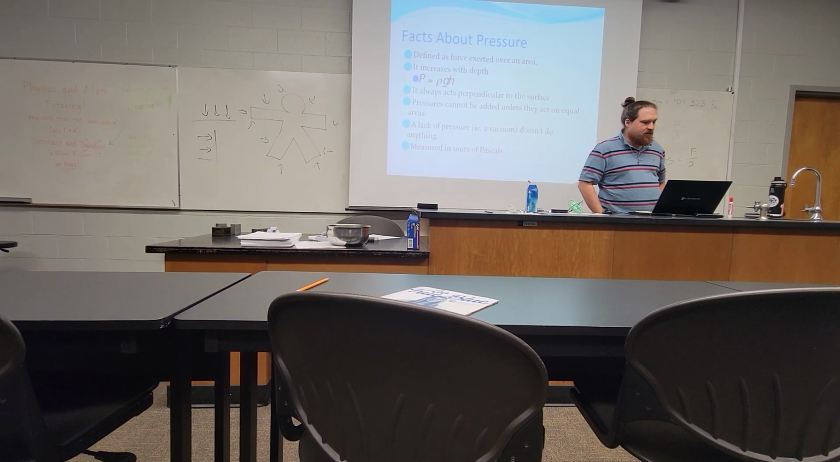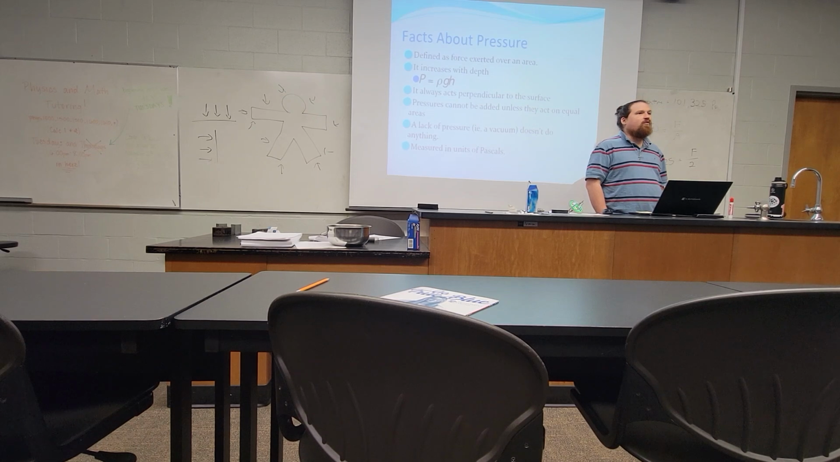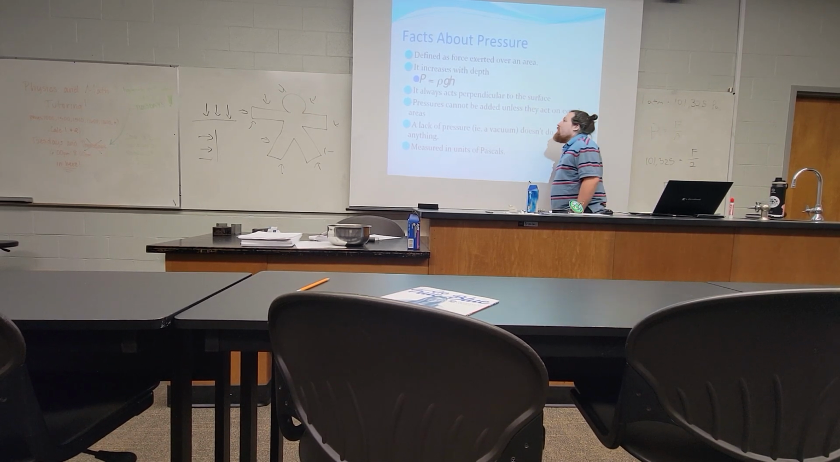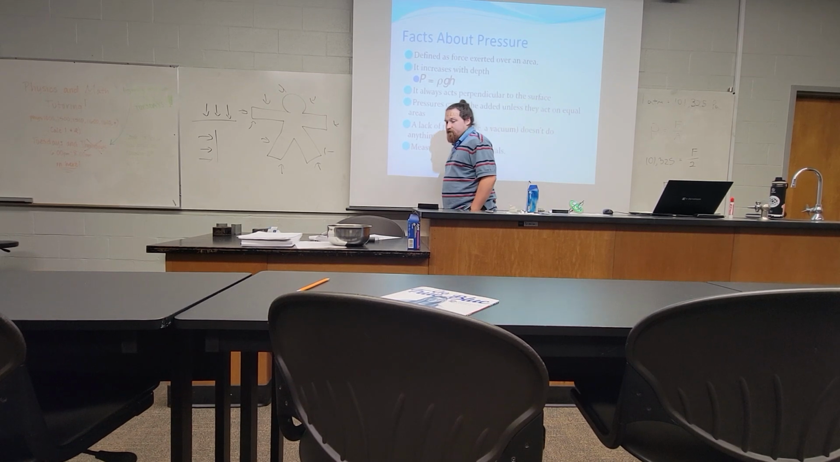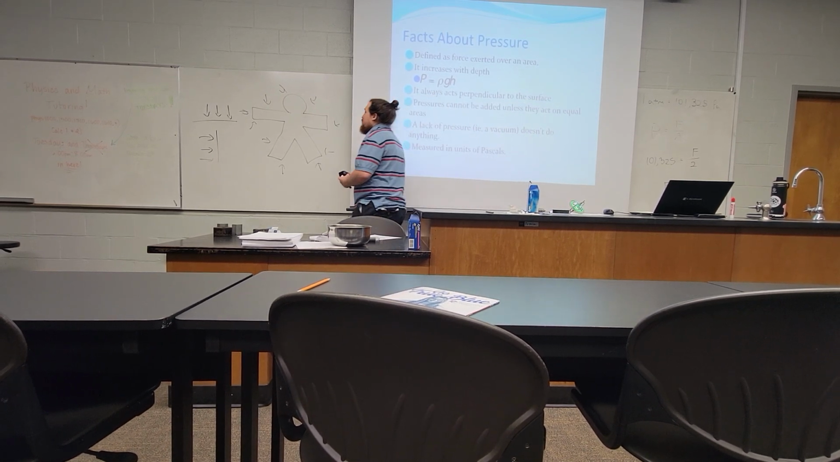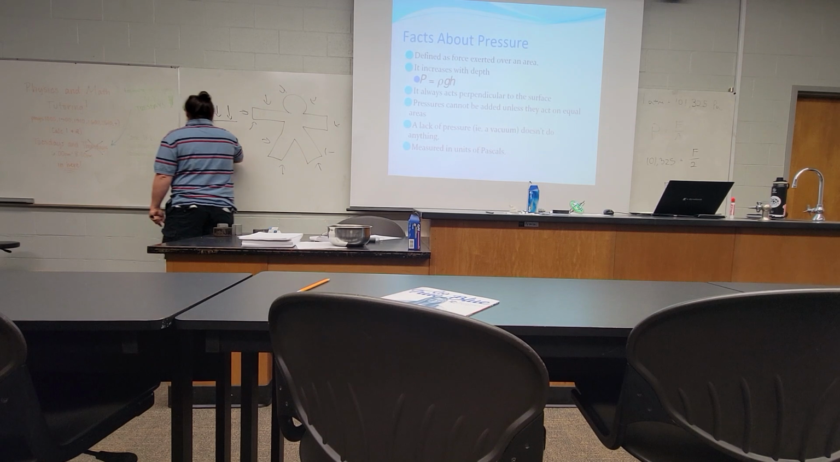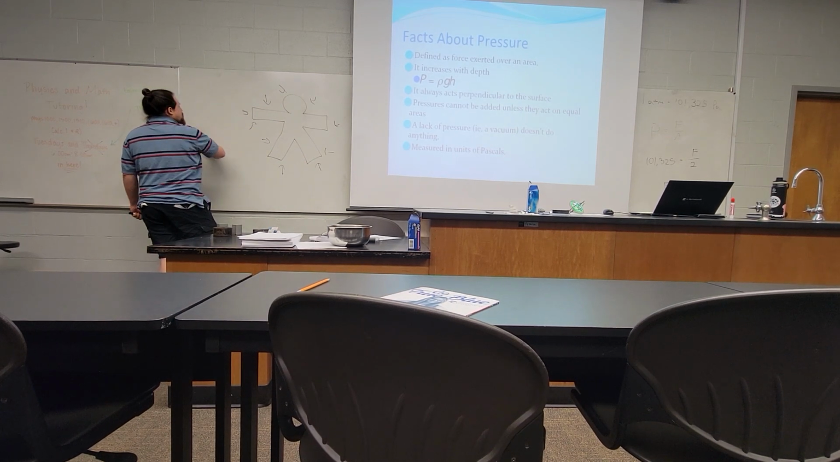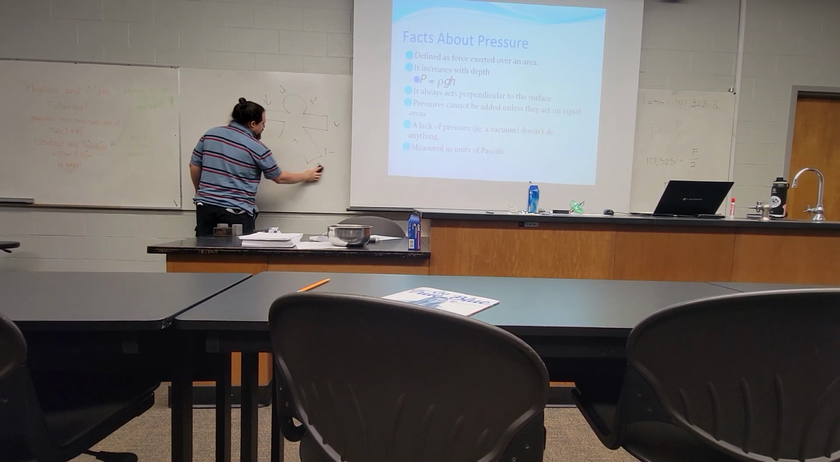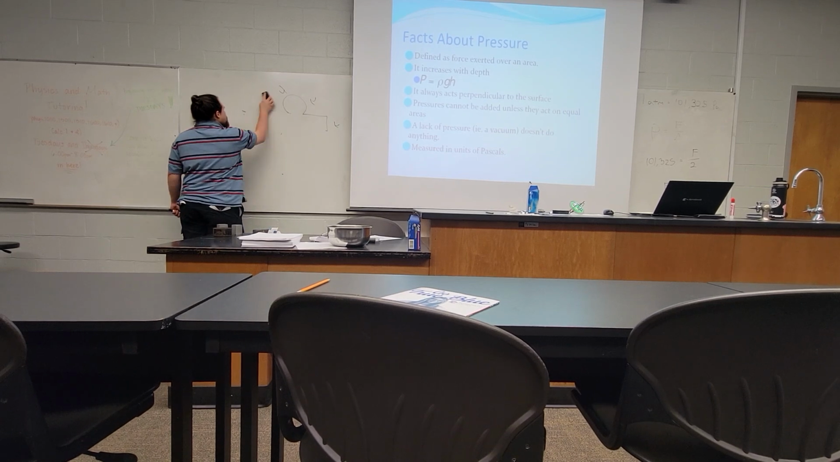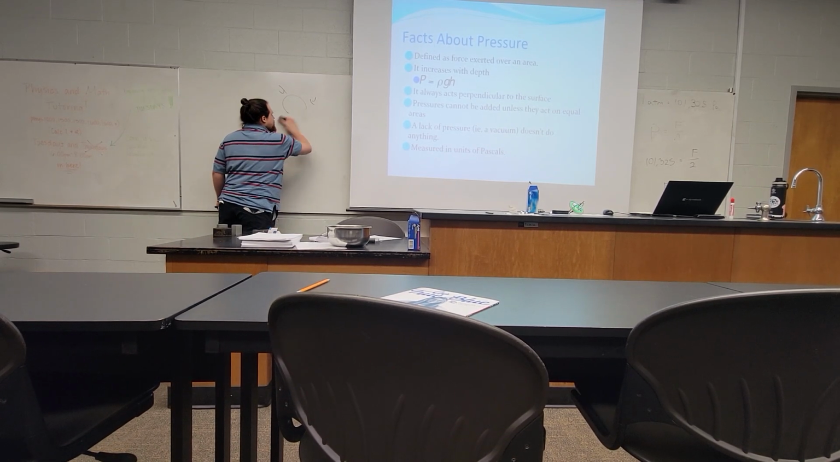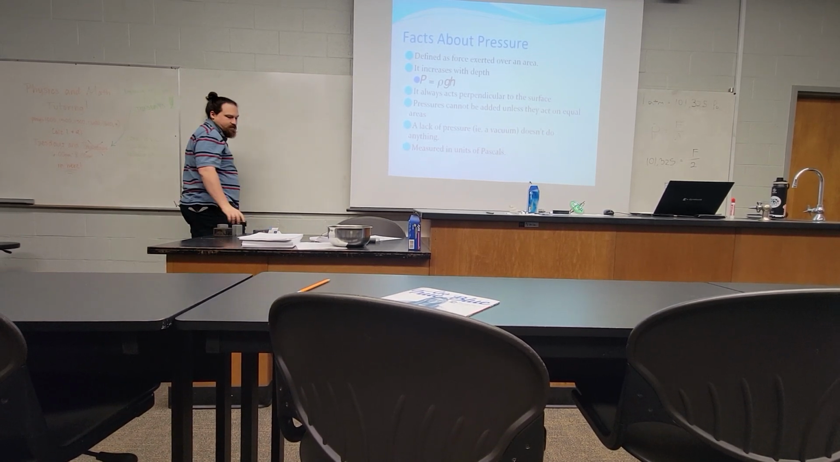Next new formula. This is the formula for pressure at a depth within a fluid. P equals density times g times h. And again, you use this to figure out what the pressure is going to be acting on an object based on how deep it is submerged within a fluid of density rho.